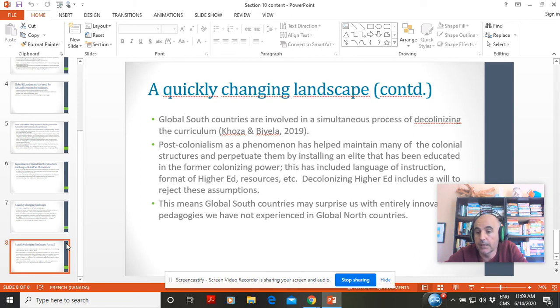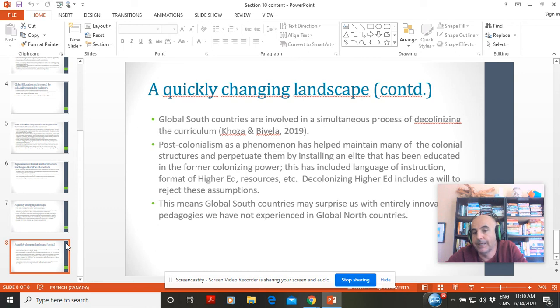So this is, as you can see, something that's going to be important, because there's a lot of work at the moment on decolonizing the curriculum in higher education. South Africa is one example where it's happening very proactively, very loudly. There's a lot of literature emerging from that.